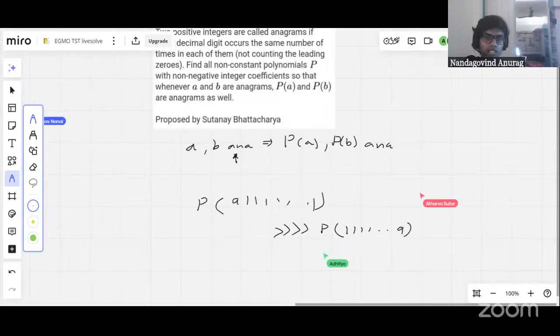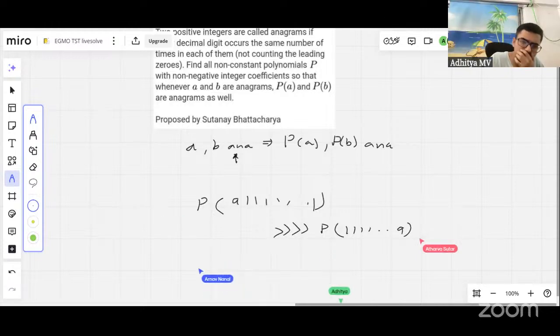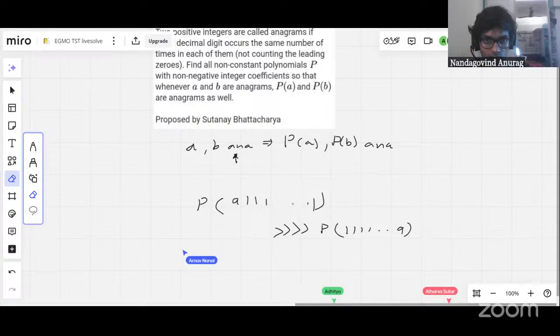But the point is that if P is of degree greater than or equal to 2, then it's going to grow very quickly, right? Yeah, that should work. We just have to work out the details. But that's what strikes out to me.